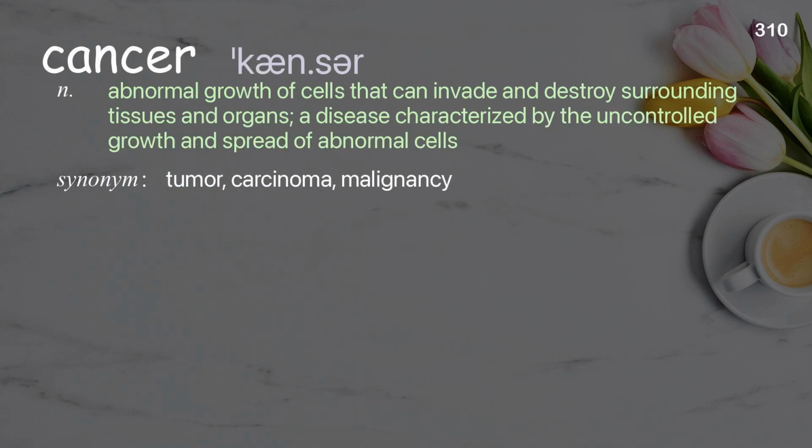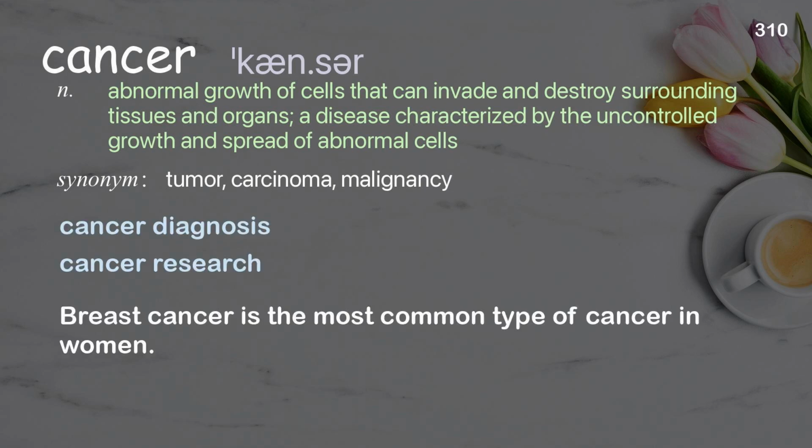Cancer. Abnormal growth of cells that can invade and destroy surrounding tissues and organs. A disease characterized by the uncontrolled growth and spread of abnormal cells. Examples: Cancer diagnosis, cancer research. Breast cancer is the most common type of cancer in women.